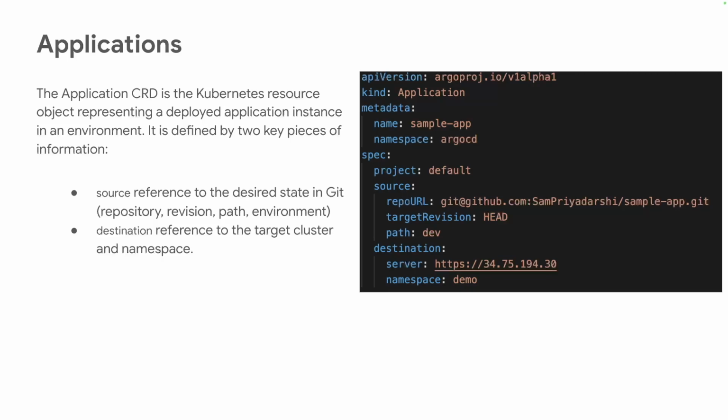So this is a sample application. This is what an application looks like. We have a source where we define the Git repository and the path from where we want to deploy, and a target or a destination, which is a Kubernetes cluster and a particular namespace.